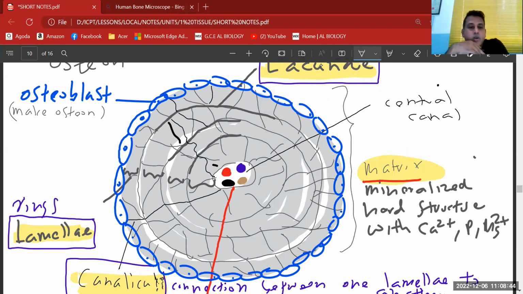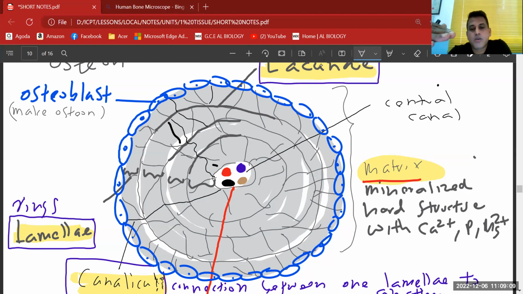They form the osteons because they have to secrete the minerals in a correct way, in a correct method, and also they have to organize the different lamellae when they are making them. So osteoblasts form the osteon.